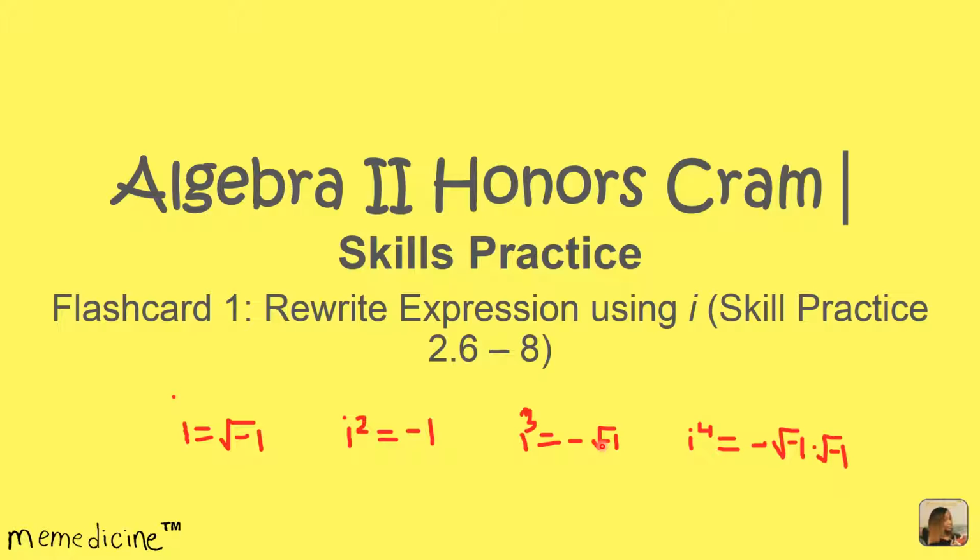And then i to the 4th power is going to be i to the 3rd times another radical -1, which ultimately yields 1, okay? So i to the 4th is really 1. Because as you can see, squaring radical -1 is going to leave you with -1, and -1 times -1 is going to give you 1.